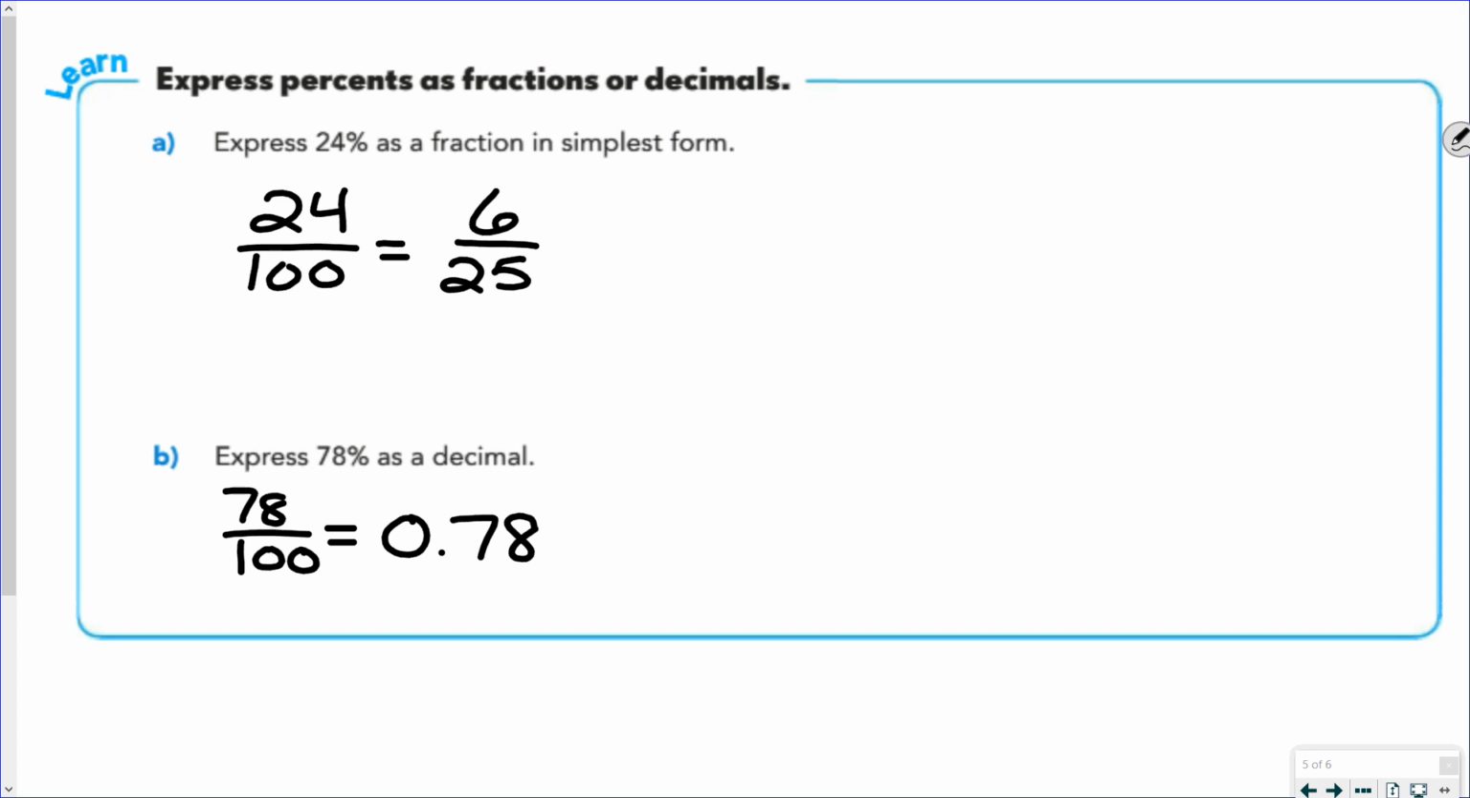So another way that we can express a percent as a decimal, you start with the number you're given and you take off the percent sign. You take the decimal point. In this case, it doesn't have one, so I'll put it here at the end. And you move it 2 places to the left, and we get the same answer of 78 hundredths.